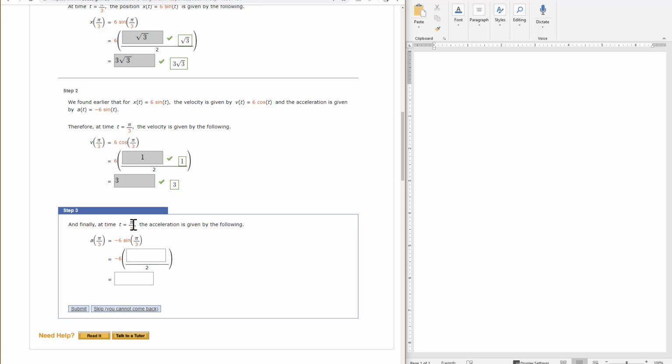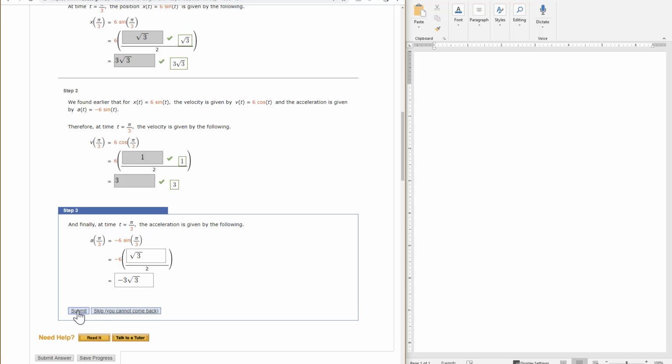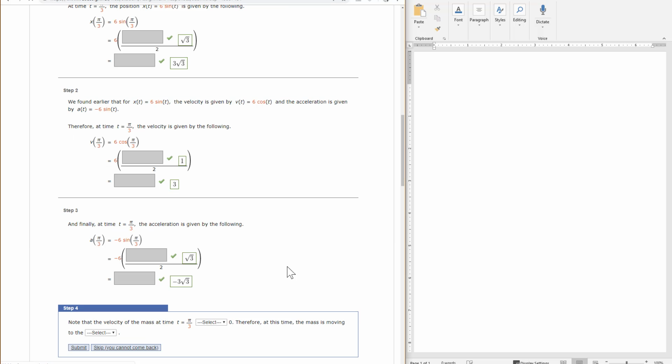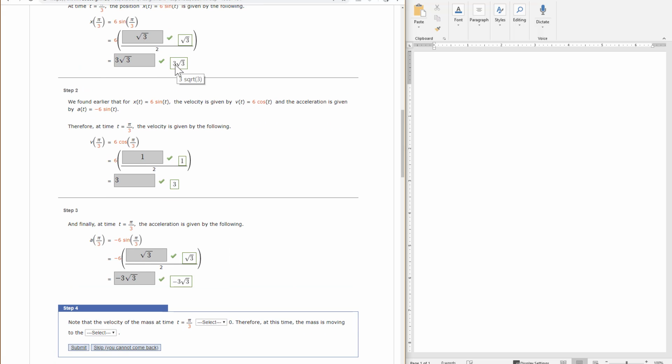And then finally, the acceleration is given by negative 6 sine t, and then we'll put pi over 3 in for t. Again, sine of pi over 3 is root 3 over 2. And then simplifying this, here we get a negative value. 6 into 2 is 3, and then there's a square root of 3. And there we go. So we found our position, our velocity, and our acceleration.